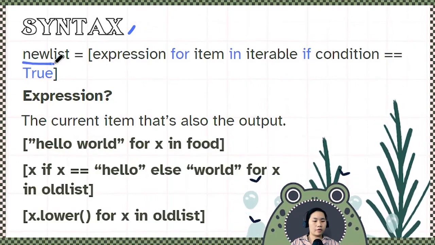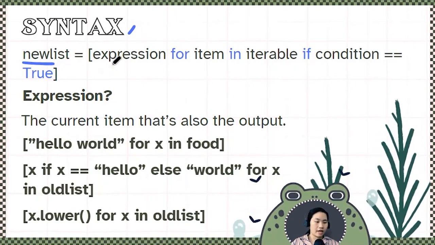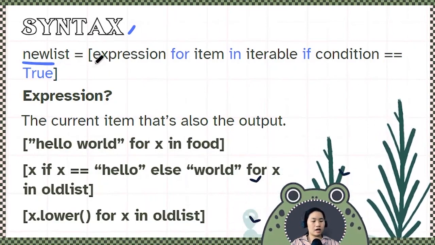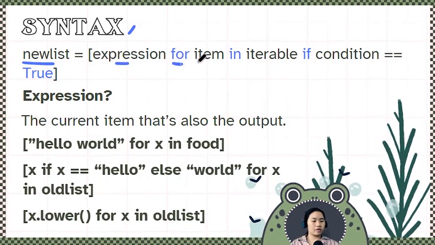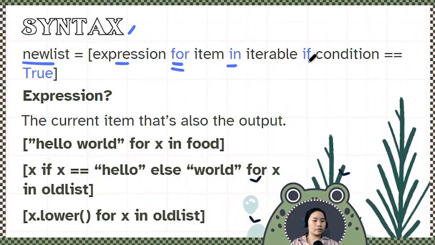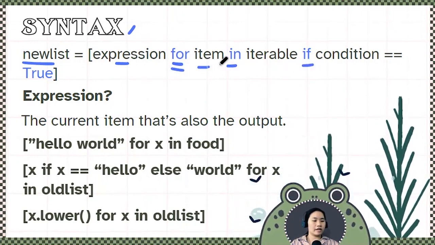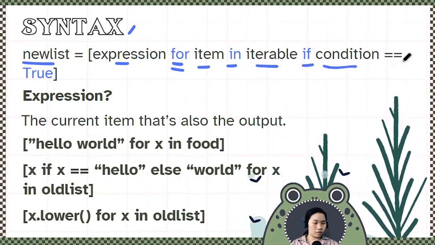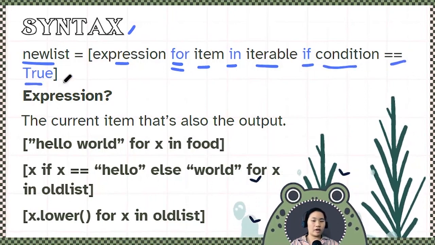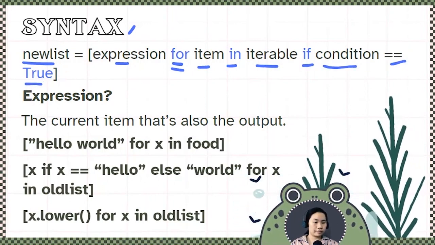I have a variable over here, a list. And this is the syntax for list comprehension, for creating a new list. We have expression for this keyword. Words that are highlighted in blue are keywords, okay? Like for, in, and if. For item, in, iterable. If condition is equal to the Boolean value of true.